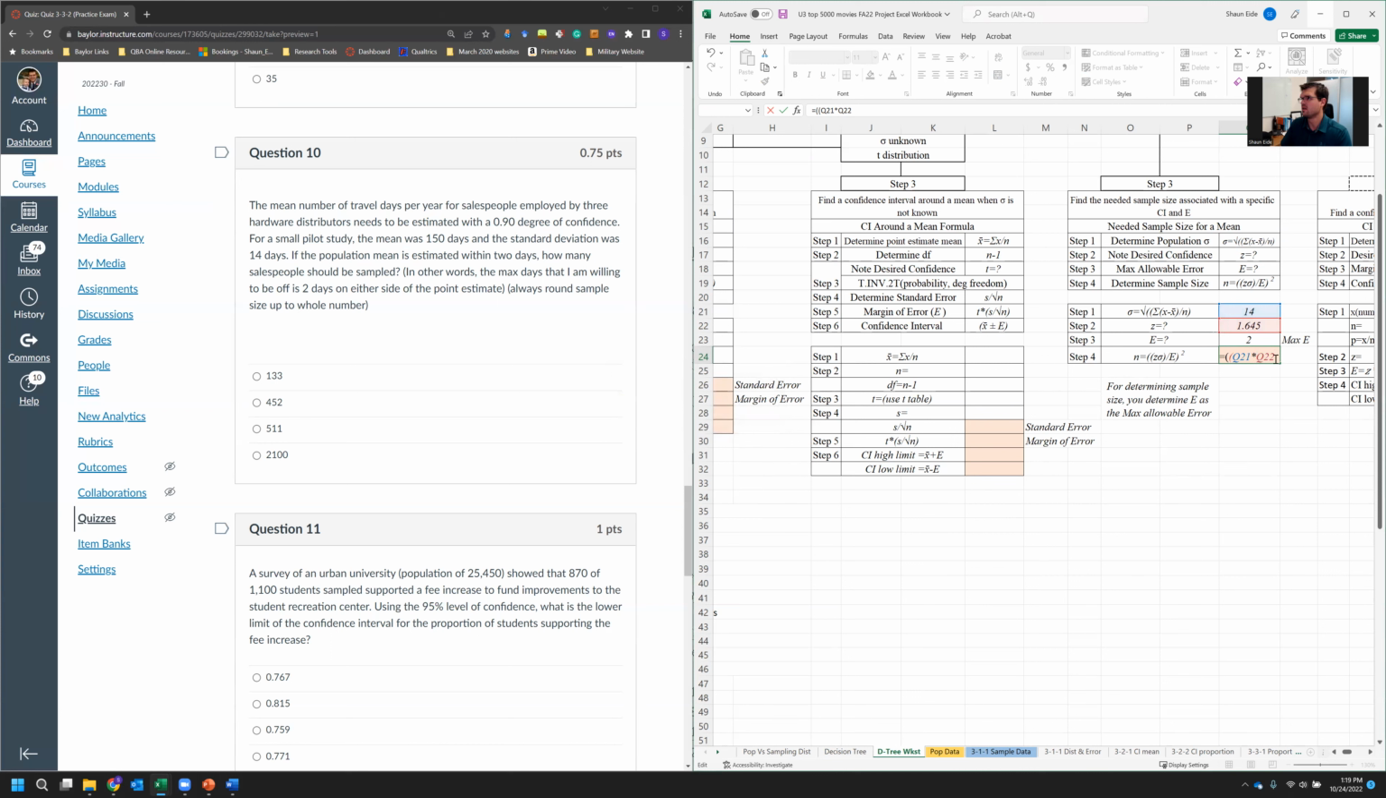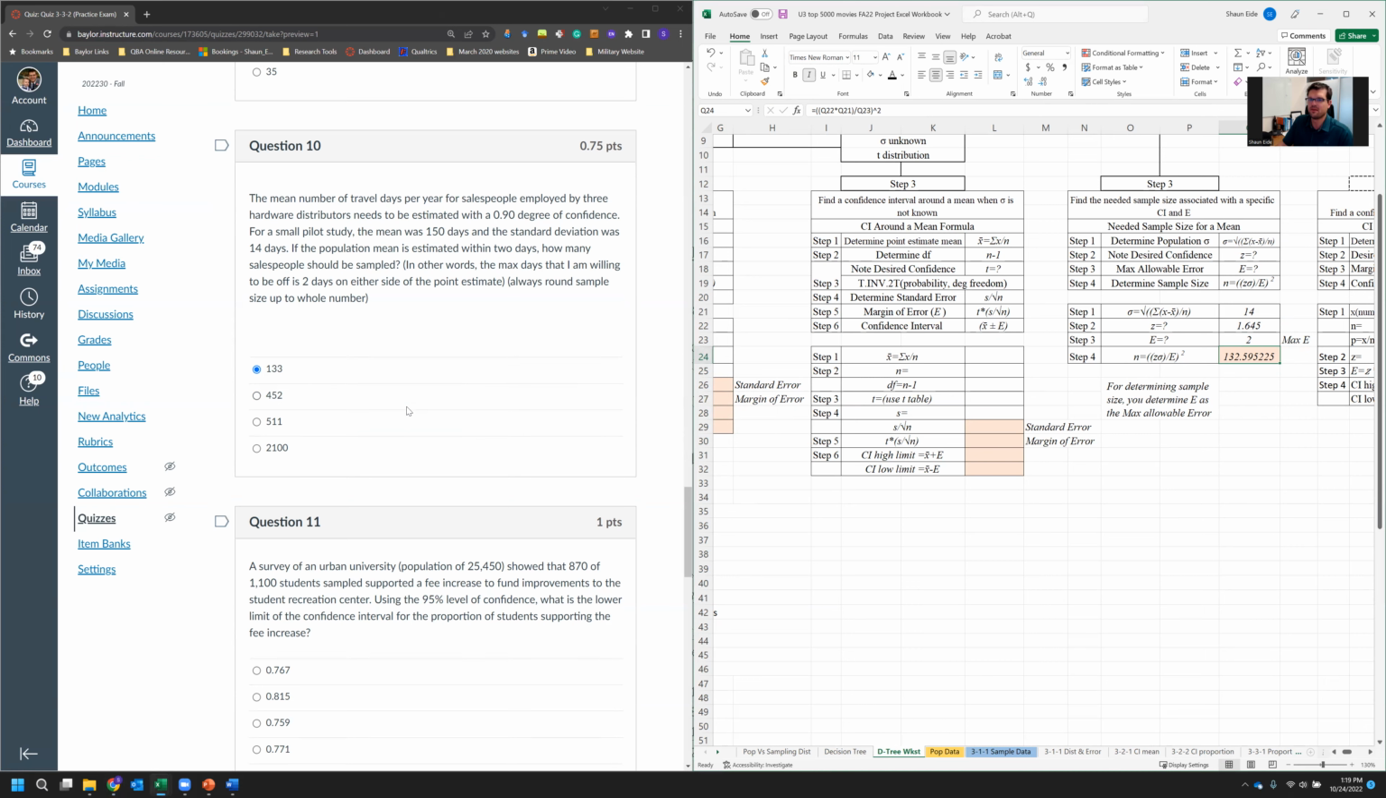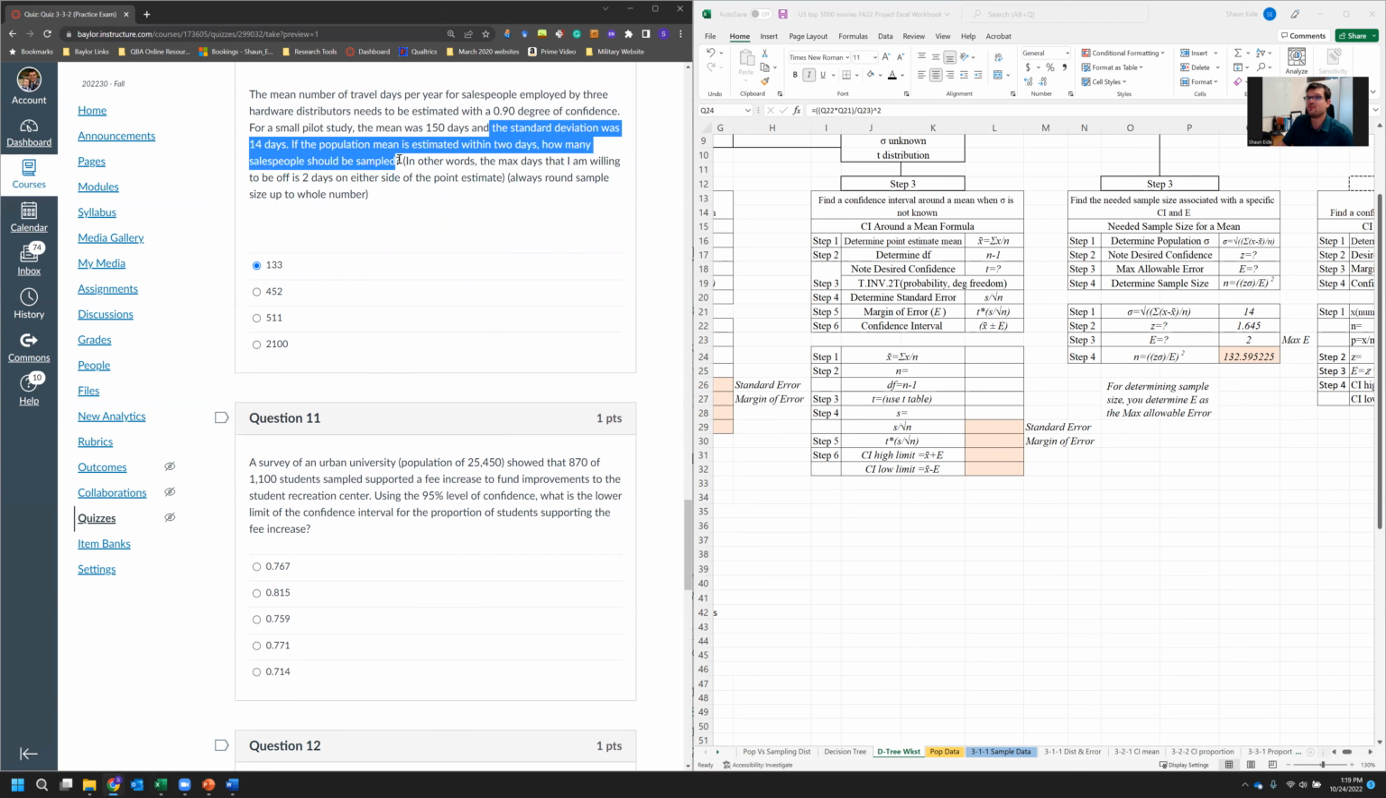Let's try this again. The z-score multiplied by the standard deviation. Okay. Divided by the maximum allowable error. And then we've got to square it. And so after you do all of that, it tells you the total number that you should sample. I really should have given you the option of 132, but the correct answer is 133 because you always need to round up. Always round up, so that's the sample size that you need. And right here it says how many salespeople should be sampled.